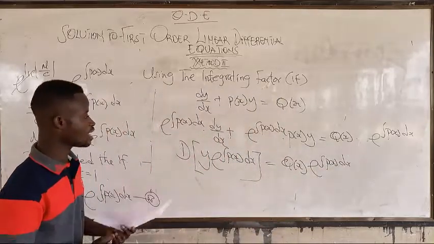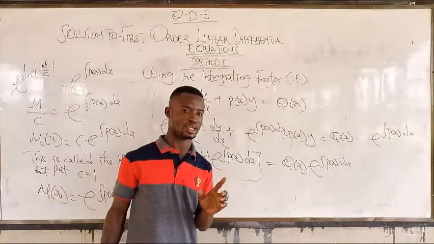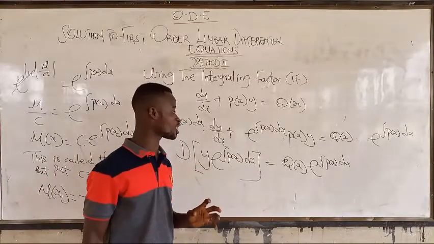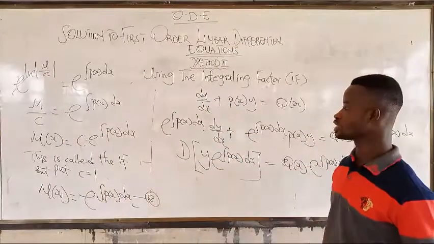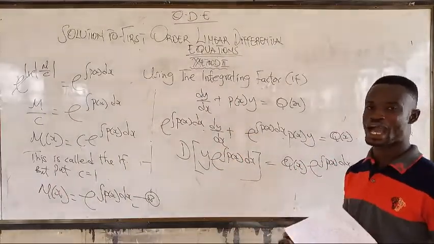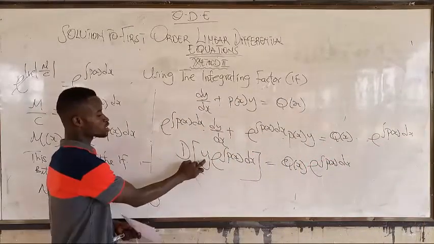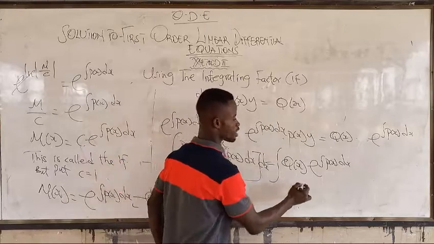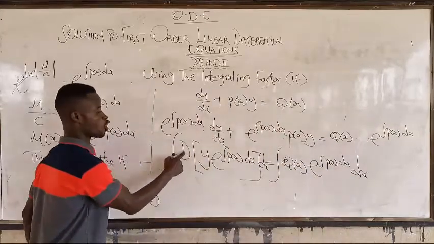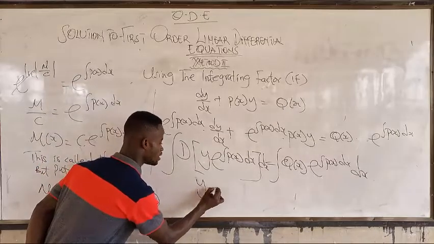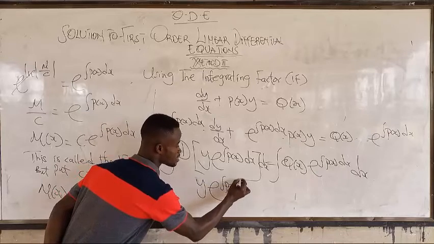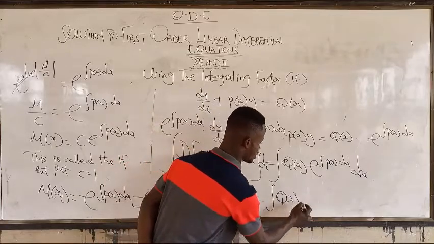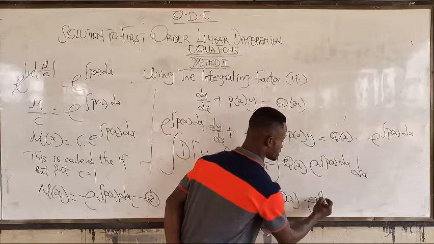Very good. Now here, don't forget that we are finding the general solution for a first order differential equation with the method of integrating factor. So we are looking for y. So what we have to do is that we need to get this y. So we have to integrate both sides to undo this derivative, alright? And when we do that, we get y e raised to the power integral of p of x dx, which is equal to integral of p of x multiplying the integrating factor.